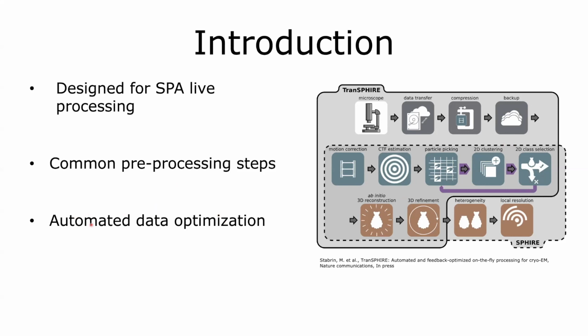And recently, we also added a new feature, which is the automated data processing optimization, shown here in purple, which is a feedback loop between particle picking, 2D clustering, and 2D class selection, feeding the information we got from our separation between good and bad class averages and the respective particles back into the training of the particle picking to get the maximum number of good results.